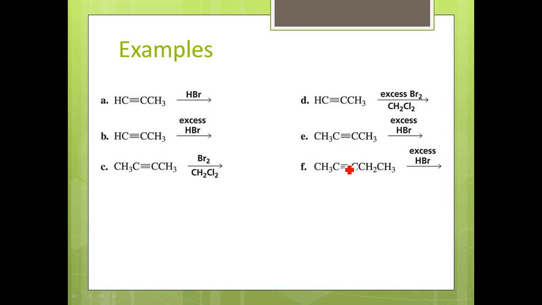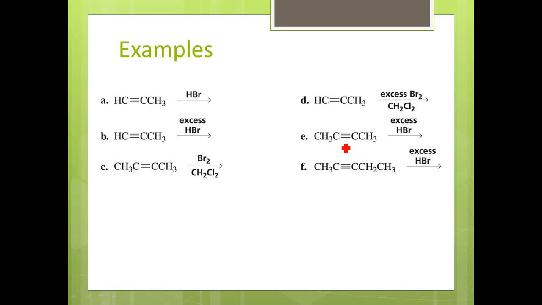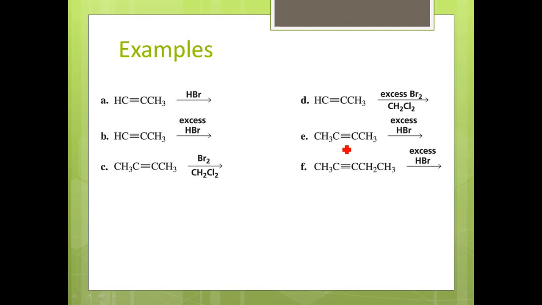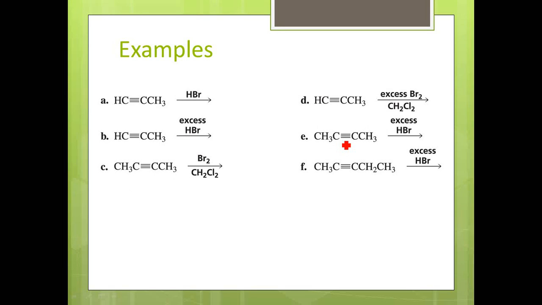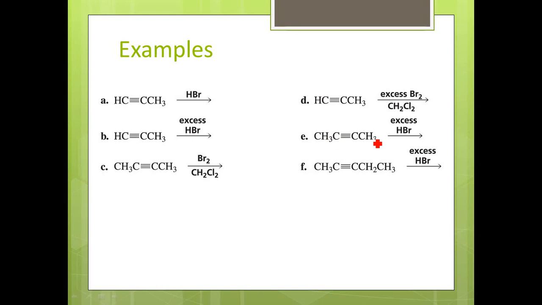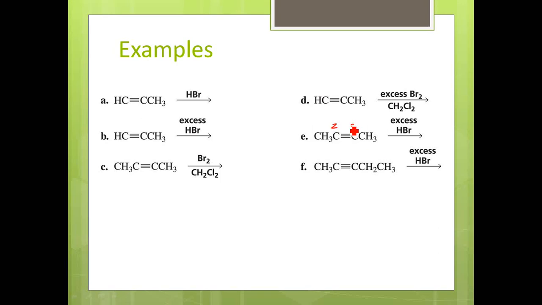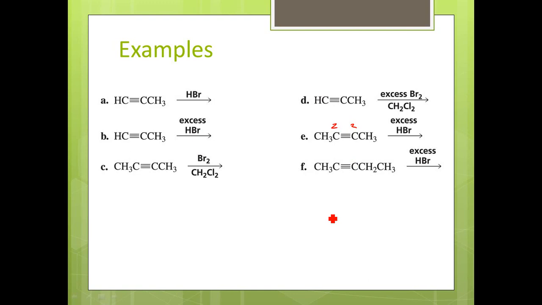Alright, now E and F, they are all excess. So what I want you to realize on the excess is we're going to make the first hydrogen go to the side that has more hydrogens. On both E and F, neither side has more hydrogens. So we have to look at what we have, because we're going to end up with mixtures if we have unsymmetrical alkynes. What I mean by that, if you look at E, that is 2-butyne.